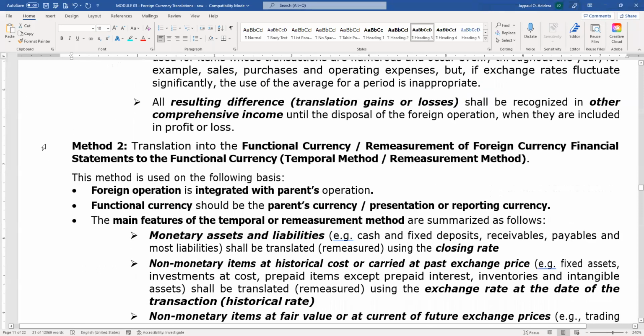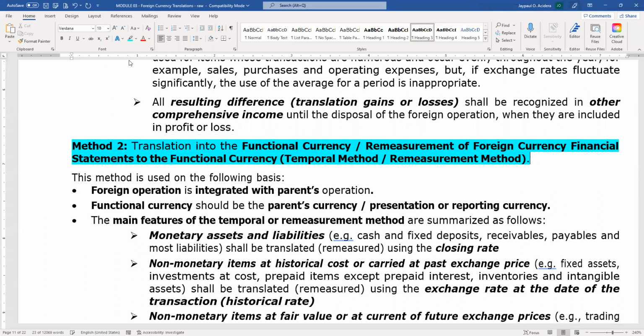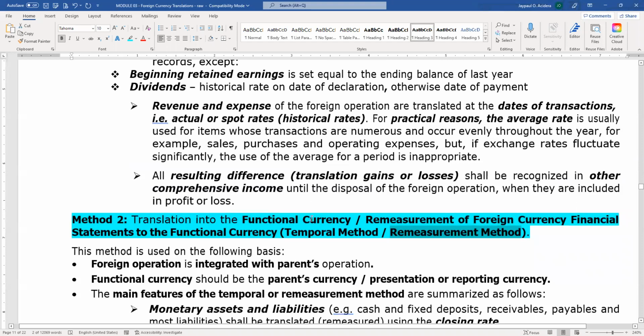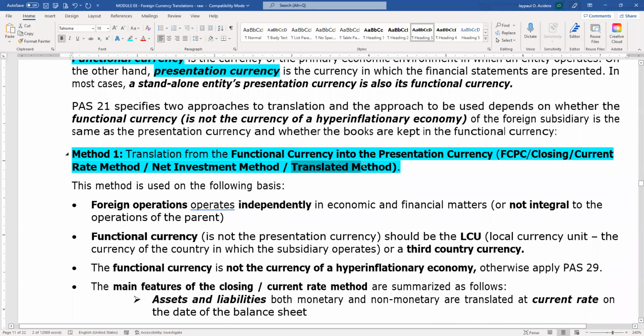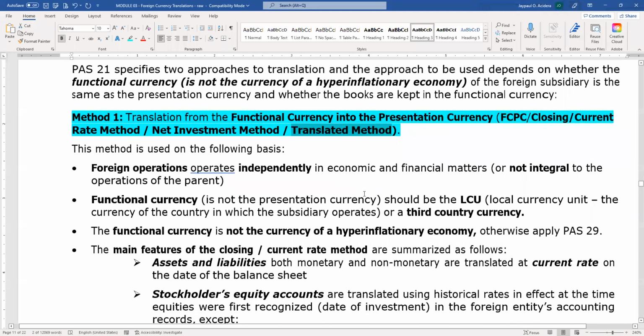Yung method 2 naman, okay? So method 2, translation into the functional currency. We sometimes call it the temporal method or remeasurement method. Okay, so those are the two names for method 2. Huwag lang kayo papalito kasi meron ding temporal method is for method 2. Yung isa is translated method. So baka malito kayo. Okay, so let's compare their difference in an Excel file.